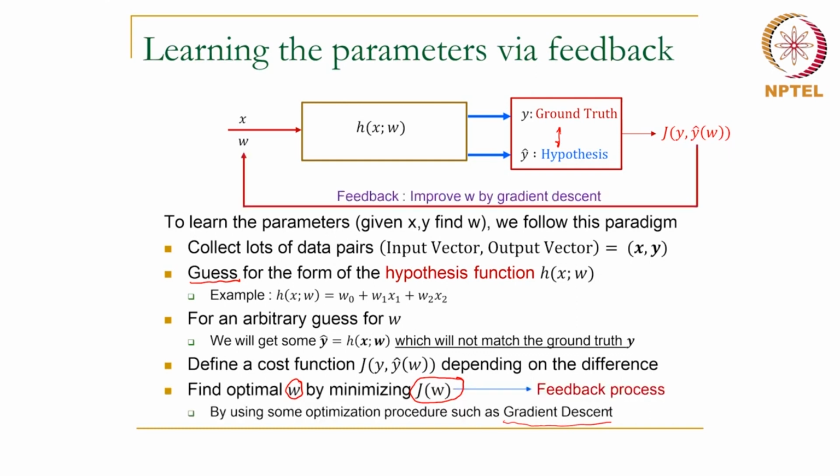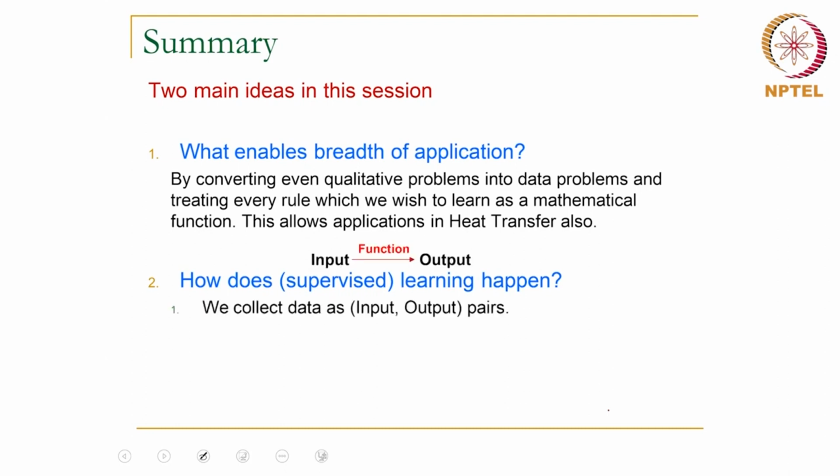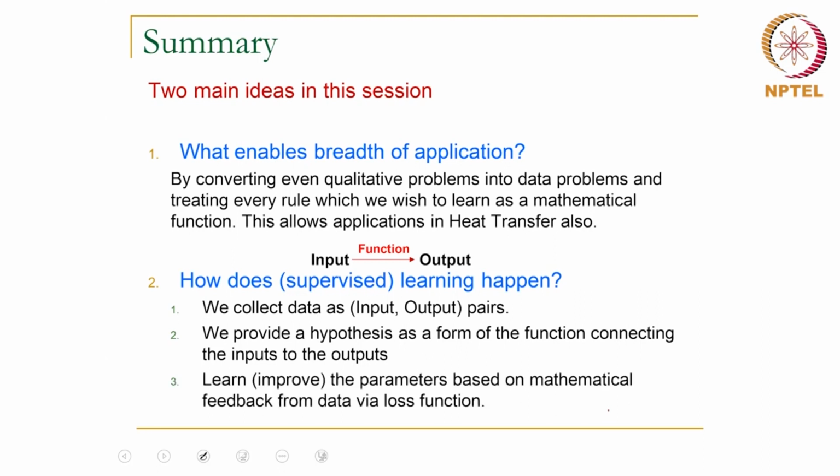So the basic idea is this: do a feed forward, improve your parameter by iteration, and this is very similar to many of the iterative algorithms that you would have done even within this course. Two main ideas. You can convert even qualitative problems into data problems by simply converting them into numbers. This is what allows for applications in heat transfer also. For example, you simply have an image and you want to use that as one particular input, you can use this idea. And we collect data as input-output pairs.